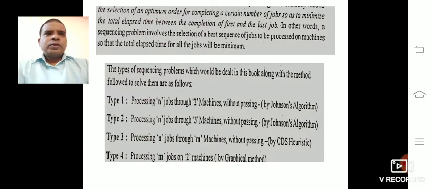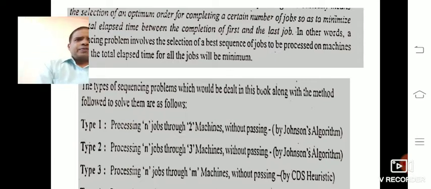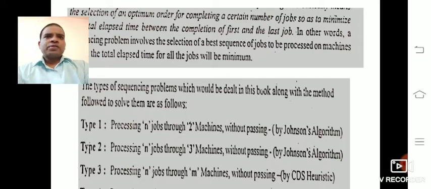Now, first we should know the definition of sequencing. As you know, sequencing is one of the operational research techniques used to find out an optimum order of completing a certain number of jobs. It means you need to determine the best sequence in order to complete a certain number of jobs so as to minimize the total elapsed time between the first job and the last job.